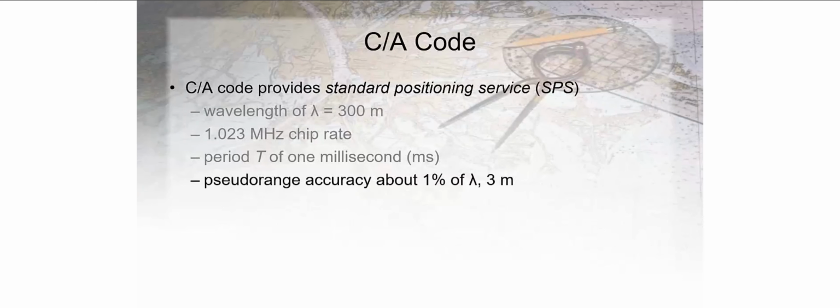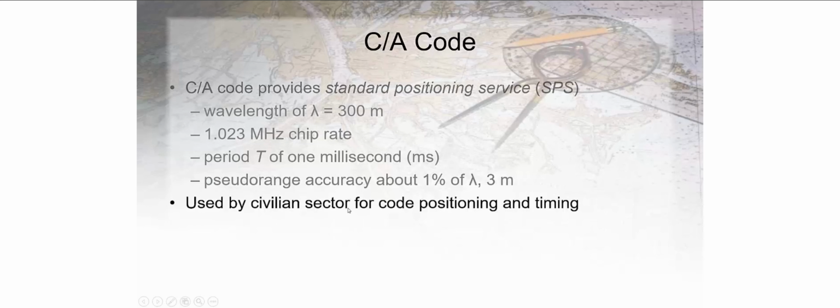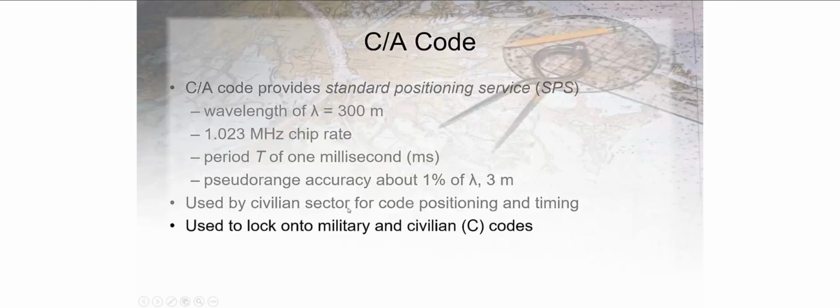That's why it's called a coarse and an acquisition code. It repeats so fast that it's easier for the receivers to acquire that signal. It has an accuracy of approximately 1% of the wavelength, so therefore its accuracy is about 3 meters, and that's all it is. That's not very good for positioning. It's used by the civilian sector for code positioning and timing. And it's also used to lock onto the military and the civilian codes, the C codes.